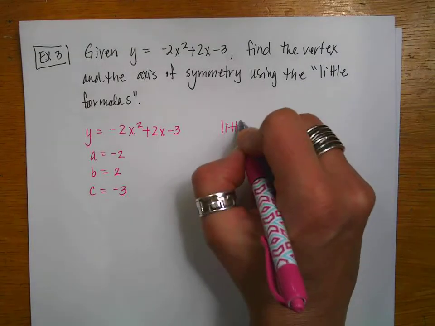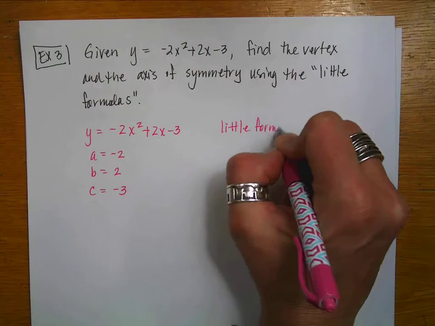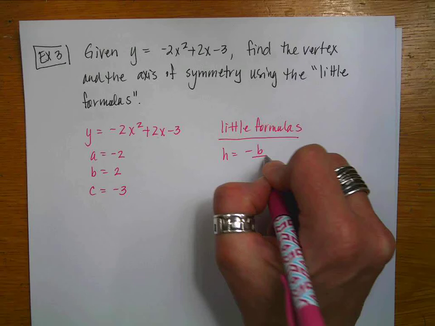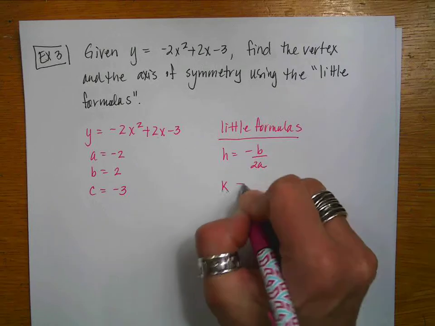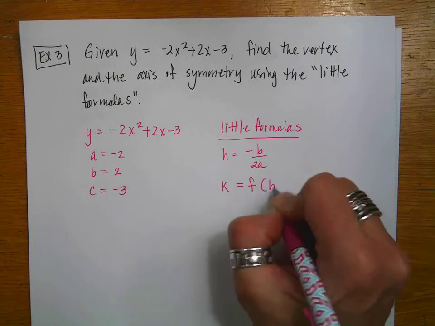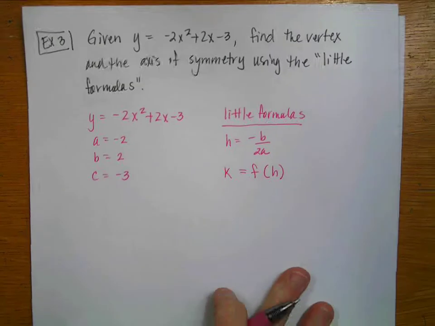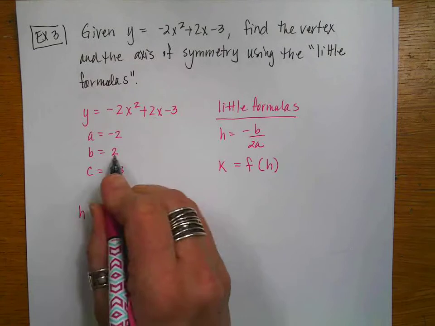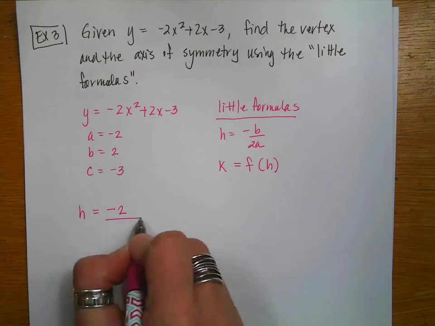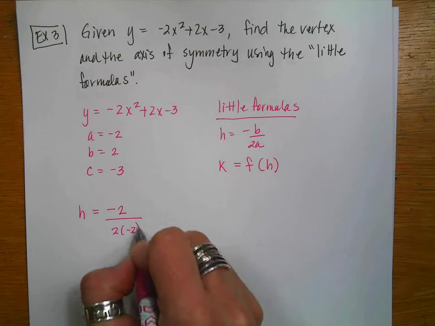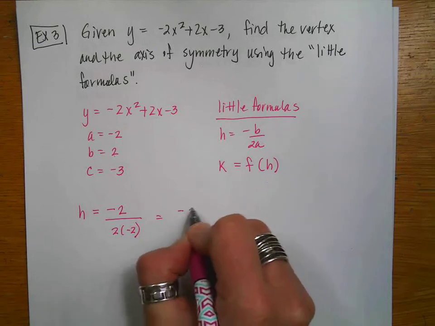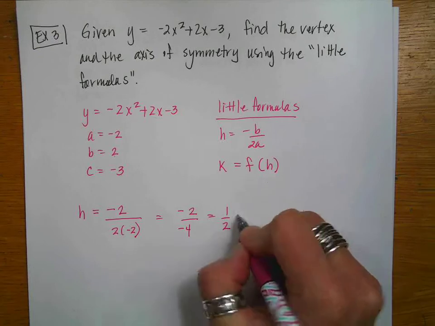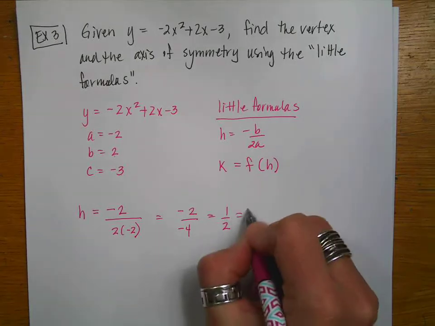Then I'm going to write my little formulas, and I don't know why that's what I call them, but that's what I call them in all of the maths that I teach. h is negative b over 2a, and k is the function evaluated at h. So let's try to do that math. So h is going to equal the negative of b, which is 2, divided by 2 times negative 2, which is negative 2 over negative 4, which is 1/2.